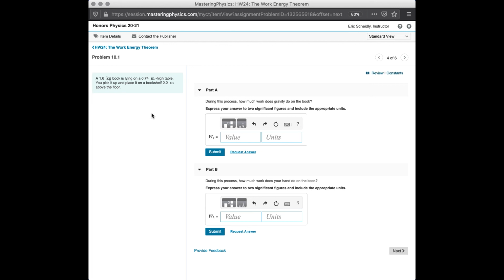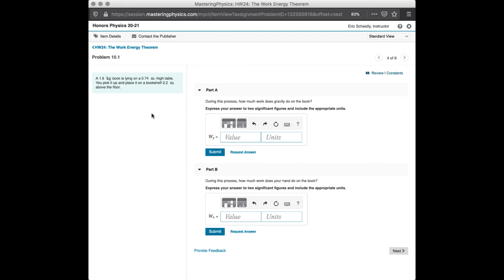So what I have to do here is calculate mgh, but for the height, I'm going to use the 2.2 meters of the bookshelf minus the 0.74 of the table to get the height. And that, of course, will be the work done in joules during this process. And that work done by gravity, by the way, is negative.